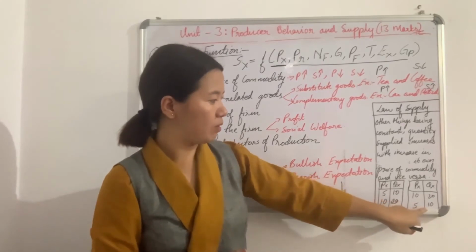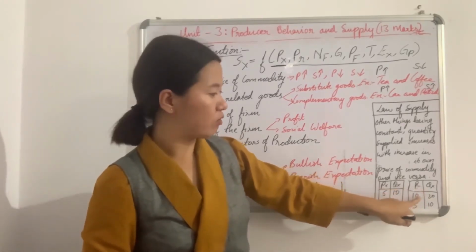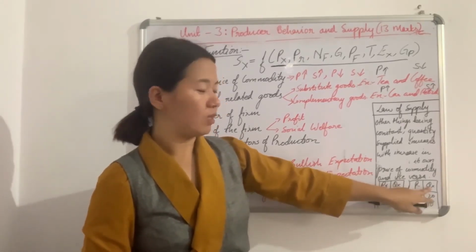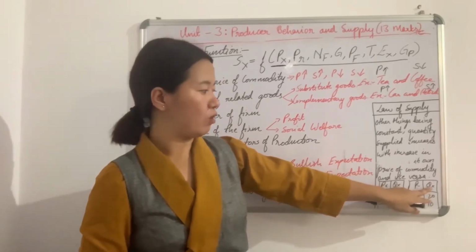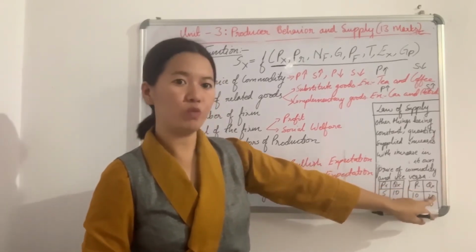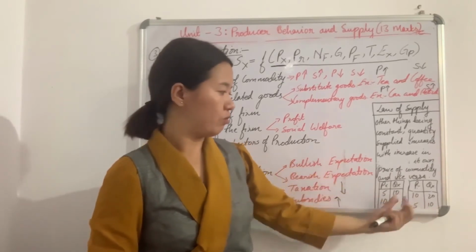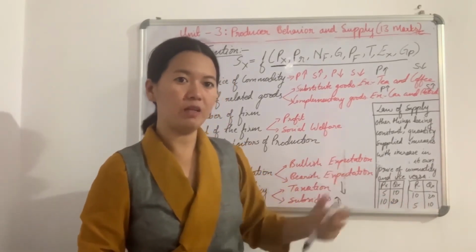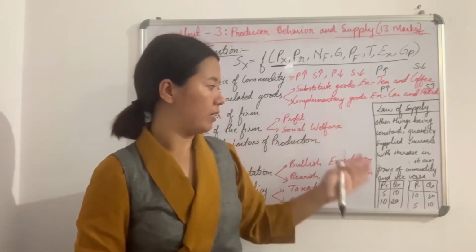And in the second table, when the price of good X falls from rupees 10 to rupees 5, then the quantity supply of good X also falls from 20 units to 10 units. So from these two schedules, we can see that the law of supply is applied.